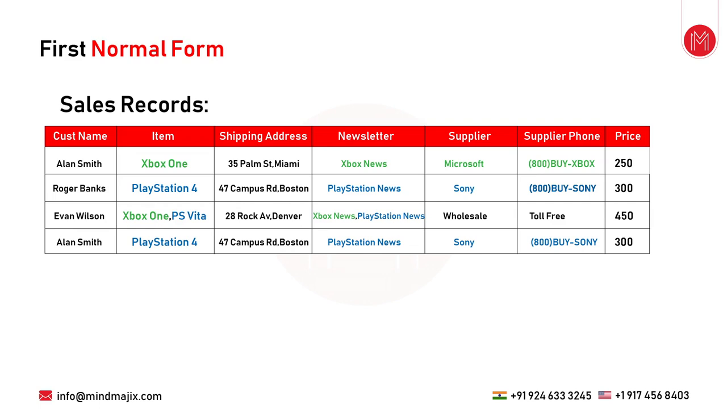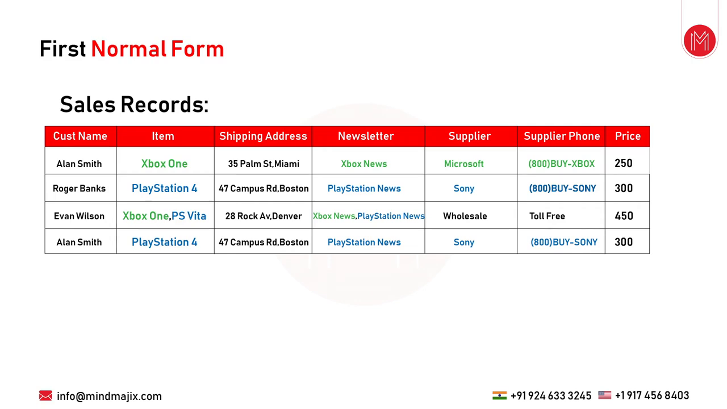And we can see in the supplier column, against Ivan, the supplier is wholesale and the supplier phone number is a toll-free number. Now, as per the rules of the first normal form, each cell should have a single value. Now, over here we can see the newsletter column. Against Ivan, there are two values, not a single value: Xbox news and PlayStation news. So this is not fulfilling the criteria of the first normal form.